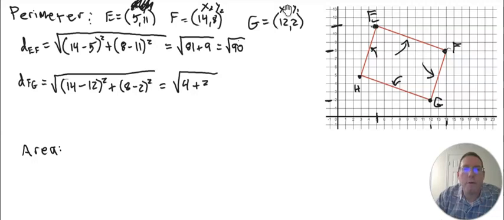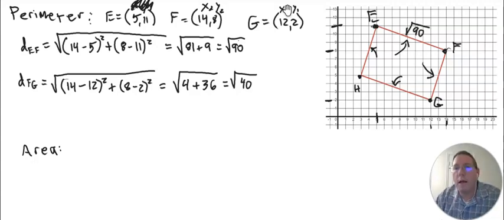6 squared, that's 36. Now, if you need to do some of these on paper or in a calculator, that's fine, okay? So what we have here is 4 plus 36 is 40, so we have the square root of 40. And so that means that this is the square root of 90, and that means that GH is also the square root of 90 because it's a rectangle. And then we've got the square root of 40 over here, and that means this one over here is also the square root of 40.